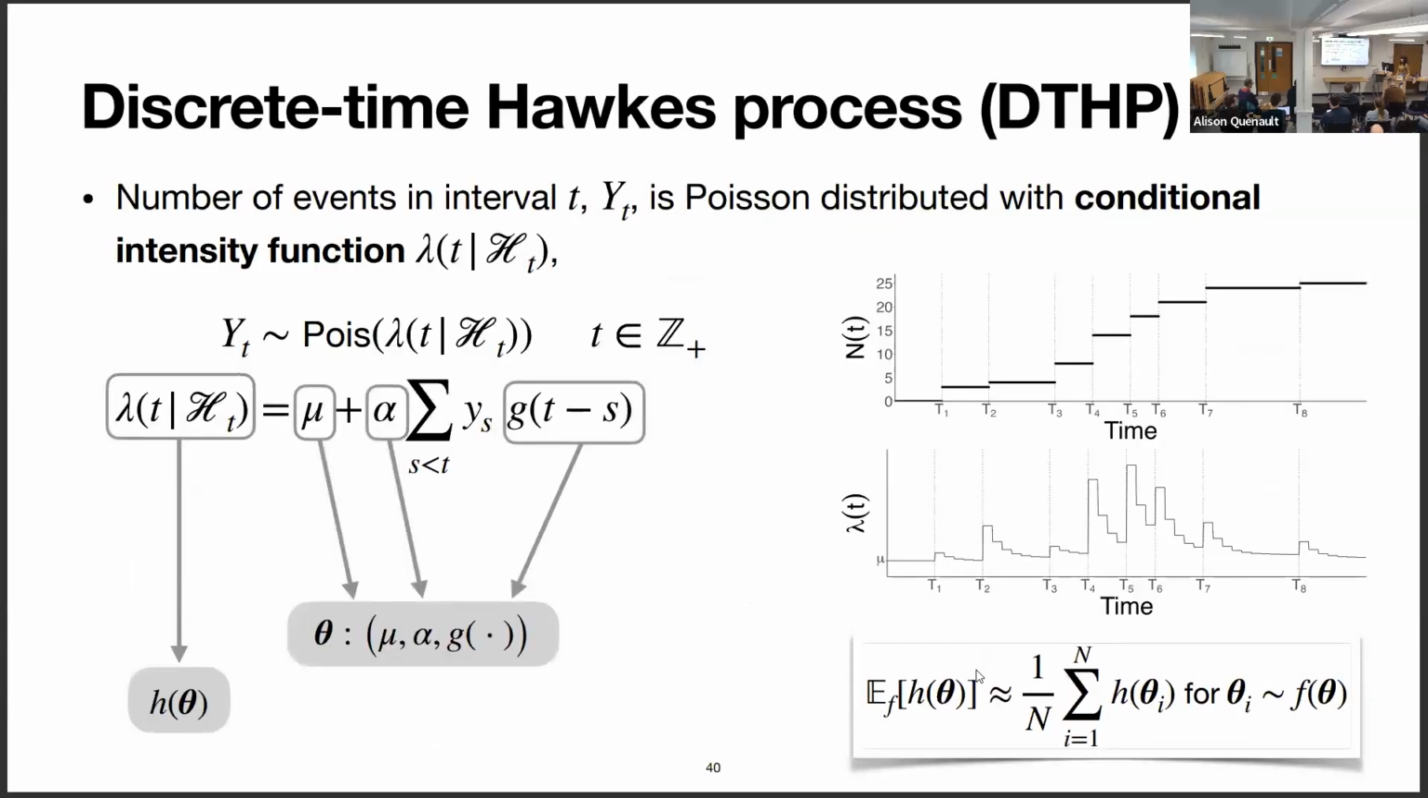Yeah, in the context of what I was talking about at the very start, we have theta. The parameters that we're interested in estimating are our mu's, alphas, and whatever parameter the decay kernel has. And for H, we might be interested in calculating the rate of events, because this tells us the expected number of events to occur at time t.